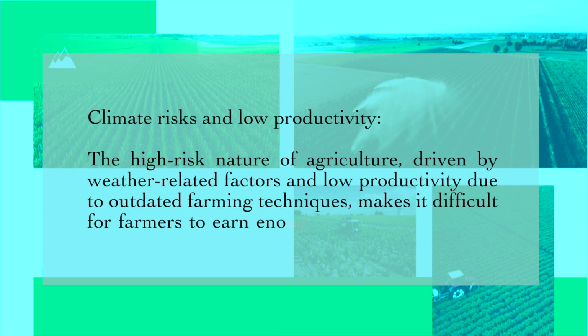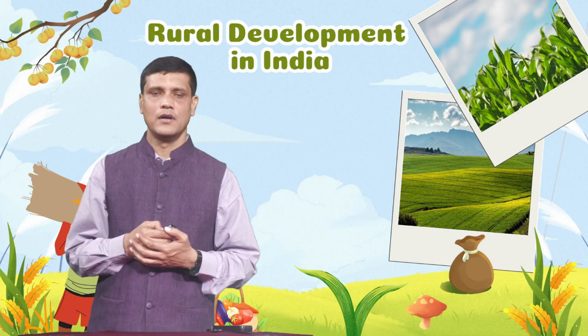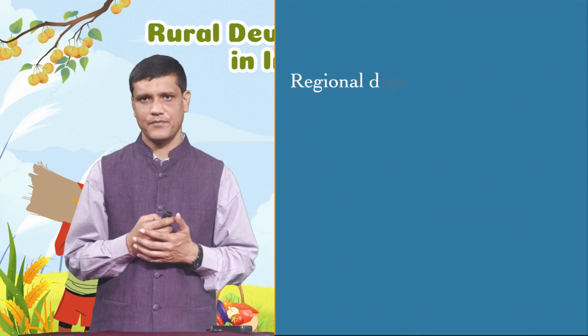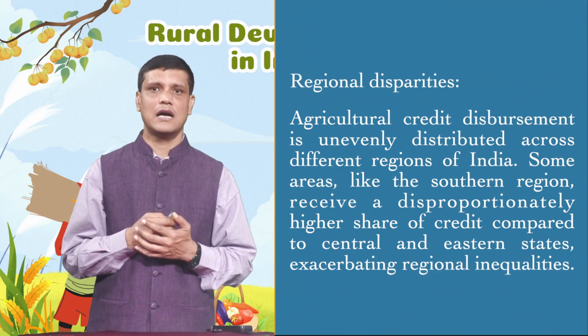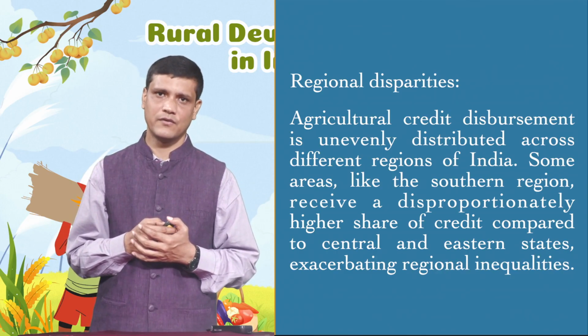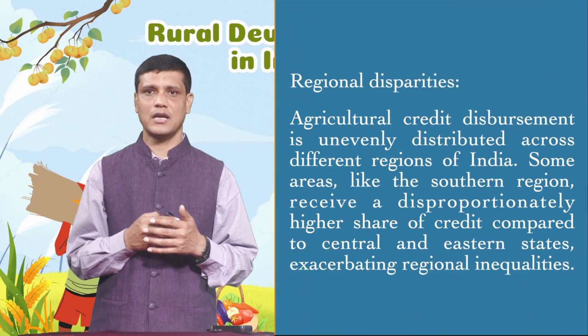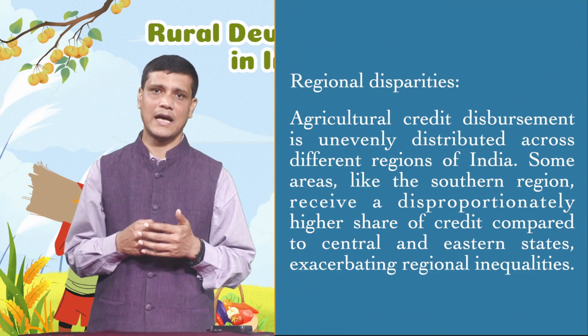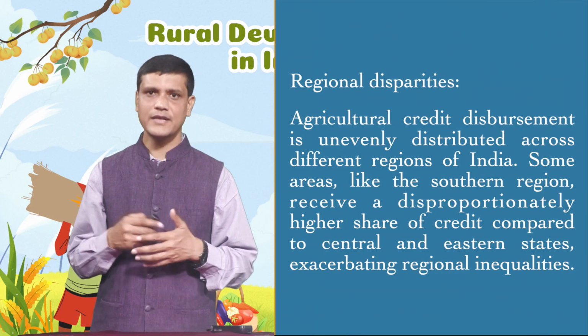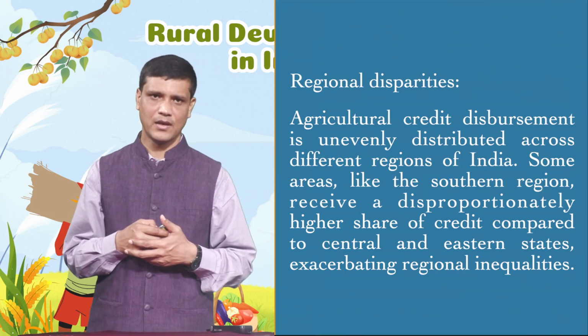The next is climate risks and low productivity. The high-risk nature of agriculture, driven by weather-related factors, and low productivity due to outdated farming techniques, make it difficult for farmers to earn enough money to repay their debts. Then the next problem is regional disparities. Agricultural credit disbursement is unevenly distributed across the different regions of the country. Some areas, like the southern region, receive a disproportionately higher share of credit compared to central and eastern states, which leads to an increase in the inequalities among the regions.